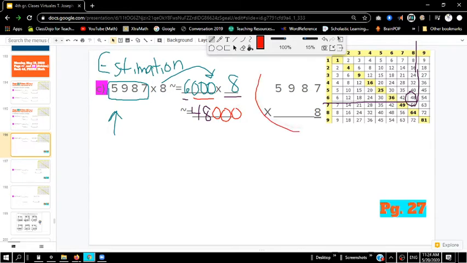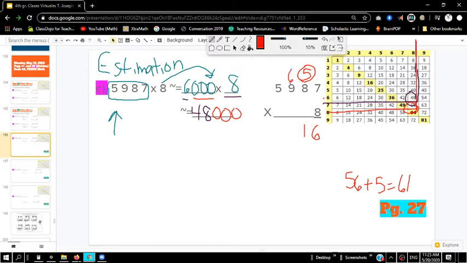Now let's do the multiplication so we can compare the answer that we found in our estimation with the actual multiplication problem. 7 times 8 is 56. I know that because I looked at my trusty multiplication table. Now what we need to do is add 5. 56 plus 5 equals 61. I'm going to put my 1 on the bottom and my 6 on the top.